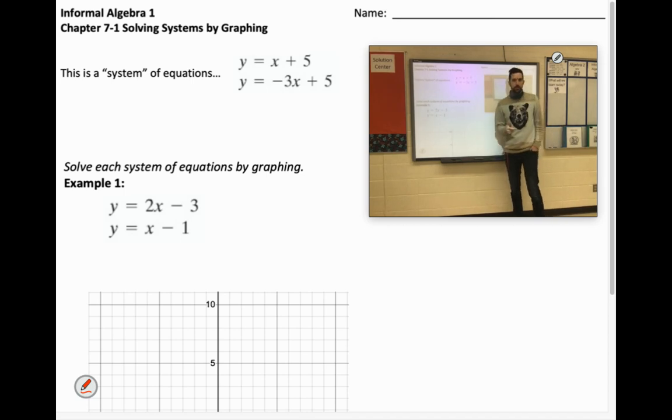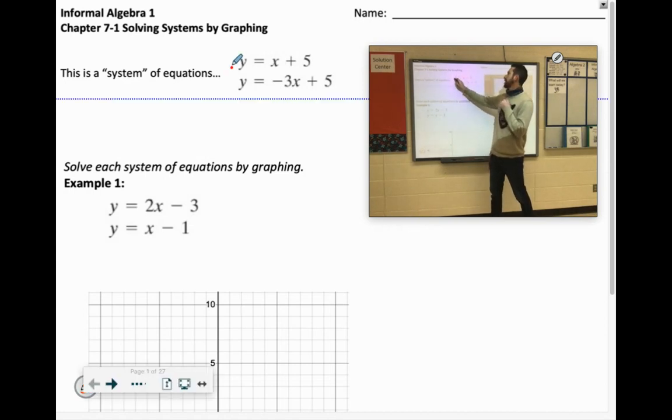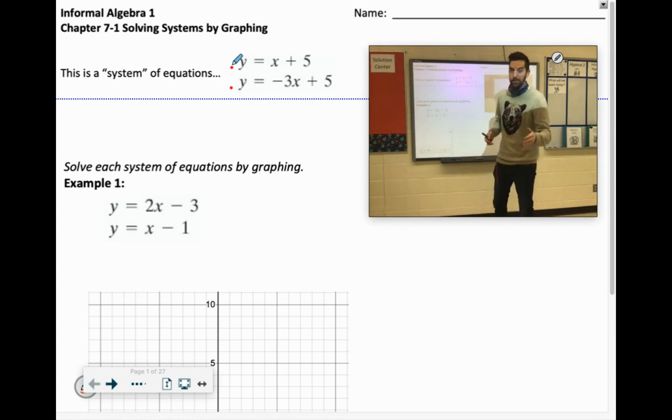Right, today we're going to start solving systems of equations. So here's what a system of equations looks like. You have two different equations. You got x's, you got y's, and you're going to have to figure out an x and a y that works for both of the equations. So one way you can do that is by graphing the lines and seeing where they cross each other.